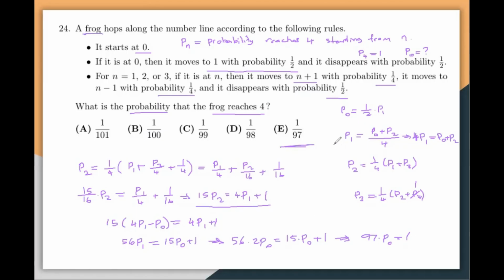Yeah, it wasn't too bad, to be honest. As long as you know how to write the equations using the relation between those moves, the rest is algebraic work, which is not too bad, especially for number 24.